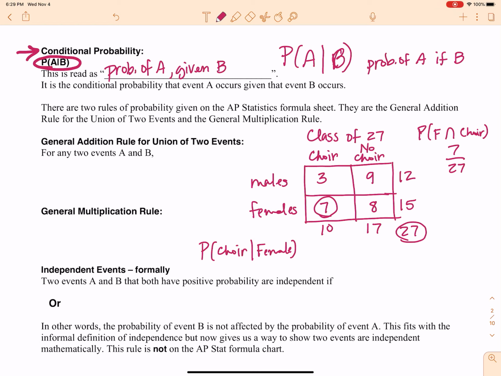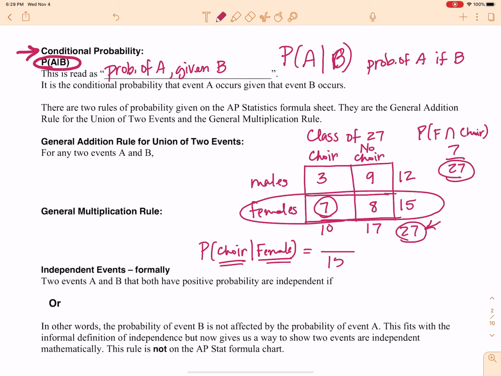But when I'm asking you a conditional probability, it means now I'm narrowing my population of interest, in this case, these 27 people in this class. I'm narrowing it down to some of them. So I want to know the probability someone's in choir if I know they're a female. So now, rather than looking at all 27 people, like I did for the probability of female and in choir, now I'm just interested in these people right here. So now, given they're a female, now I'm only taking it out of the population of females in this class, and this would be 7 over 15.